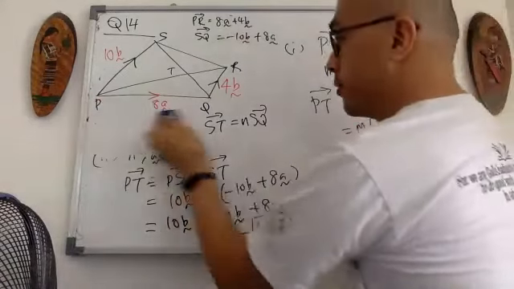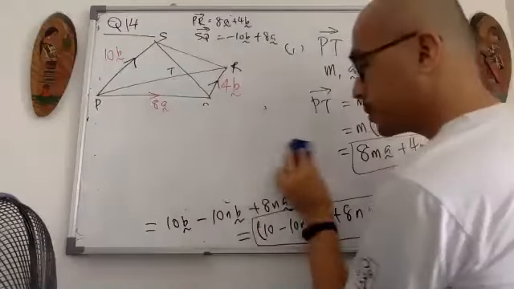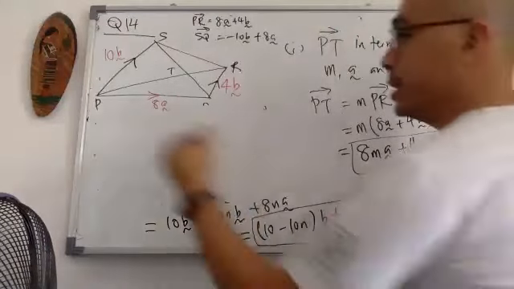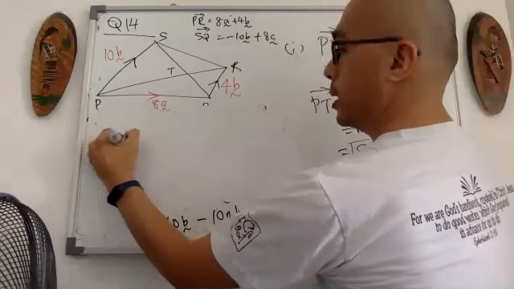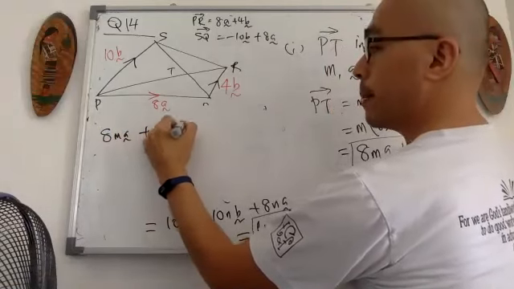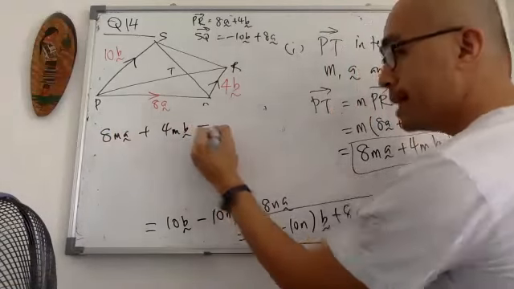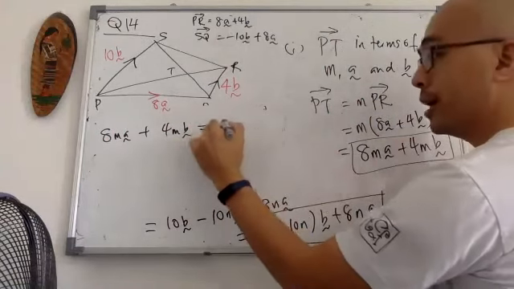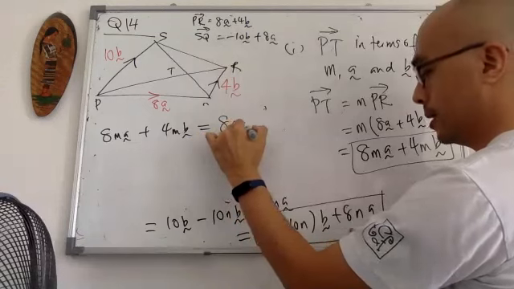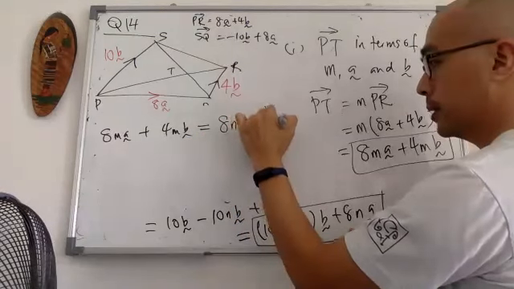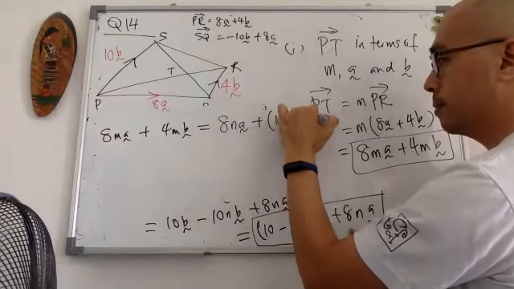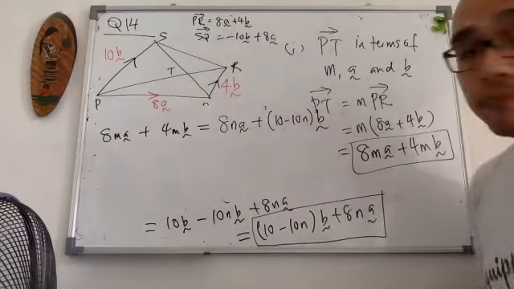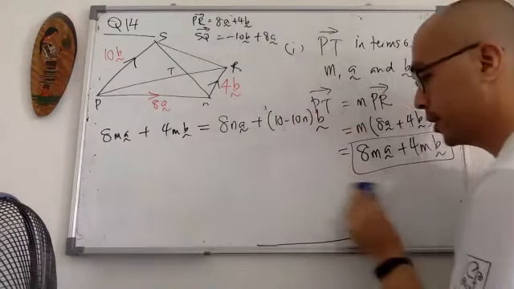Okay, I'm going to rewrite this. So this PT is 8MA plus 4MB. It must equal the other one. I'm going to rewrite this to put A in front: 8NA plus 10 minus 10NB. Okay, I'm going to blot off everything.